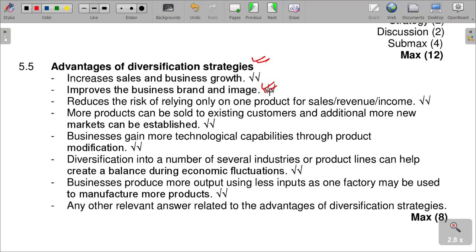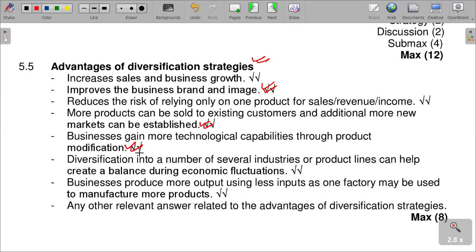By diversifying, a business cannot concentrate heavily on one product for sales or its income, and more products can be sold to existing customers, and additional new markets can be established because of diversification. Businesses gain more technological capabilities through product modification. That is another advantage of diversification.